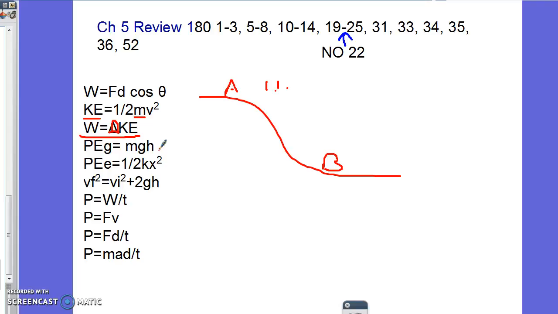It says find the difference in potential energy between the points. Well, they're saying when the skier's at the top and then when the skier's at the bottom. When the skier's at the bottom, it has zero energy. Therefore, whatever your answer is, that's the difference in energy.